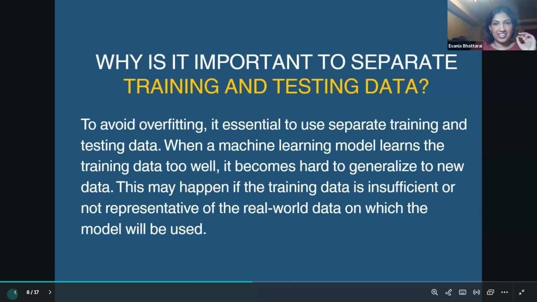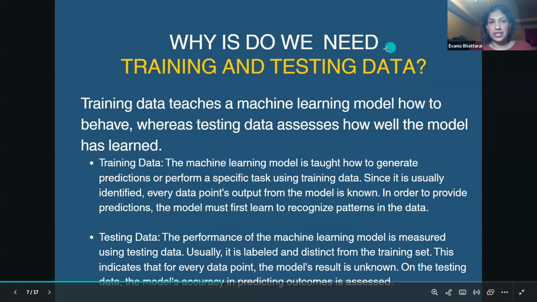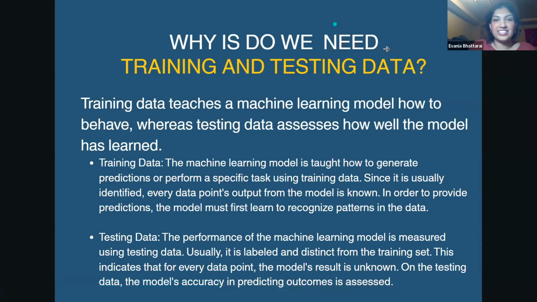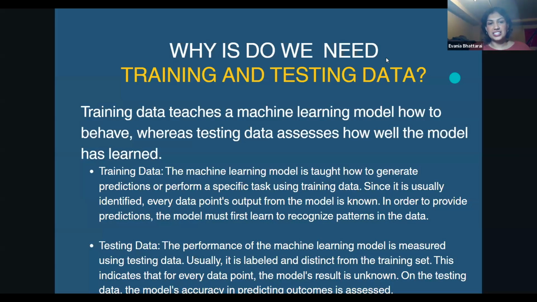Go back. I can't even see the heading. Okay. It says, why do we need training and testing data? So like I was saying earlier, training data teaches the machine learning model how to behave, whereas testing data assesses how well the model has learned.